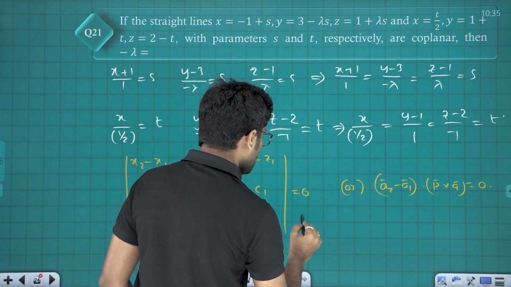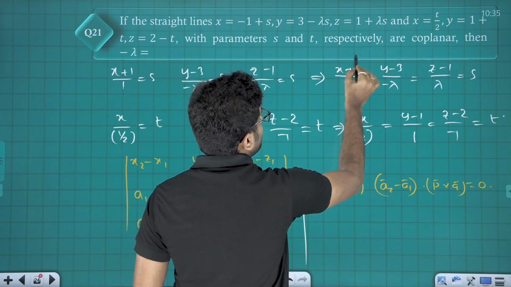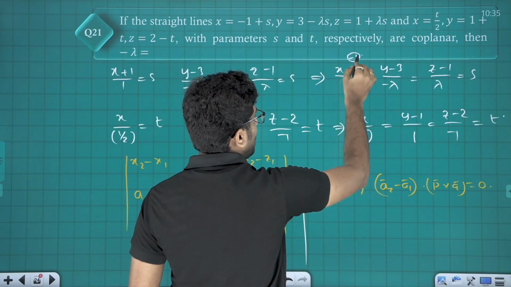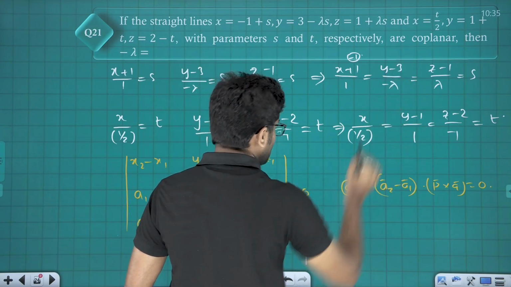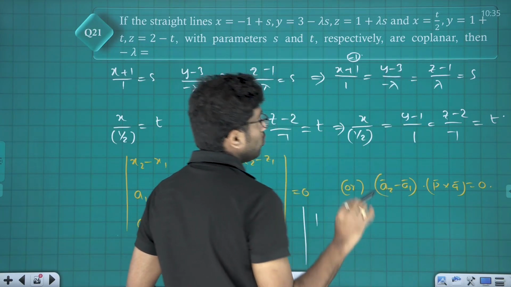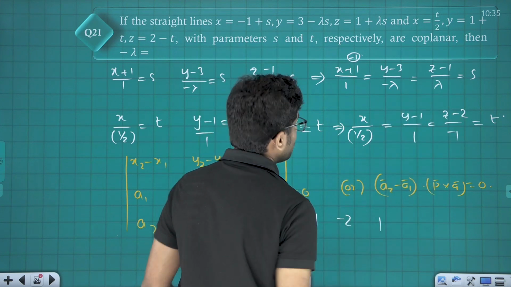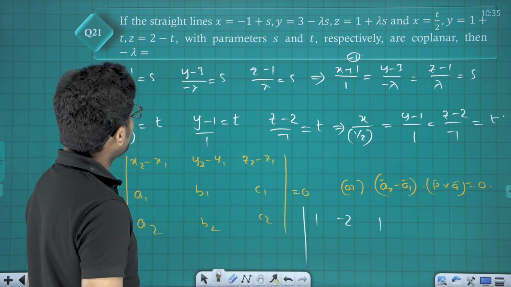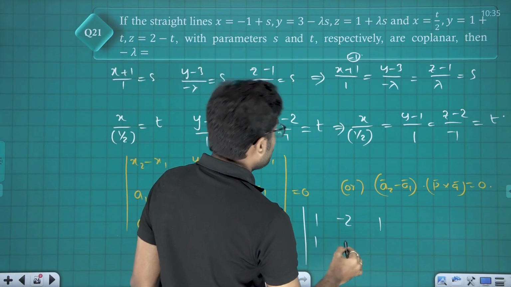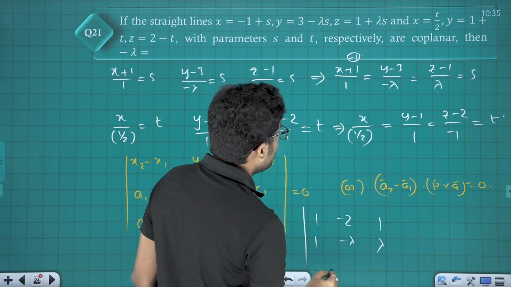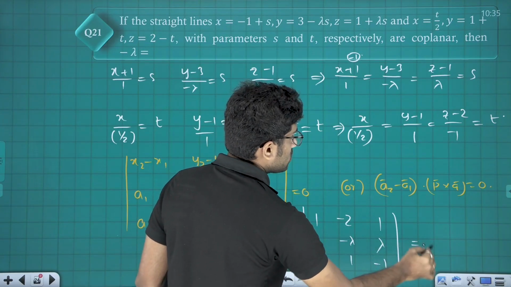Okay. So if we use this determinant, x2 minus x1 means, this is minus 1, friends. Your point is minus 1. So 0 minus of minus 1 is 1. Next, 1 minus 3 which is minus 2. 2 minus 1 which is plus 1. Clear? Yes, it is clear. Then 1, minus lambda, lambda. Next, 1 by 2, 1, minus 1, which is equal to 0, friends.